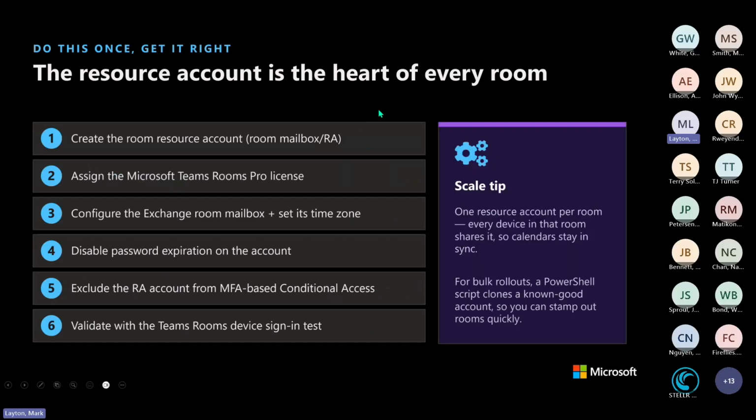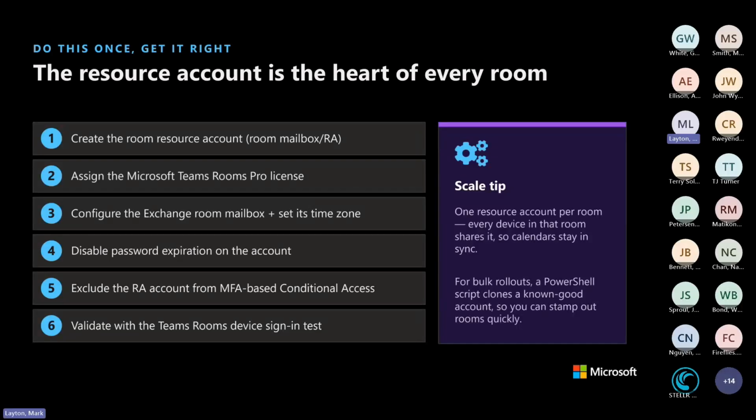All right, so both Android and Windows rooms share the same thing. You have to have a resource account, and then you assign it, in this case, the Pro license, but you could use Basic. You configure Exchange room mailbox settings and set the time zone, for example. My teammate John was going to be in Las Vegas, and that's where Infocomm was for this event, and it's Pacific. So I used PowerShell to configure the Exchange room mailbox settings and the time zone.